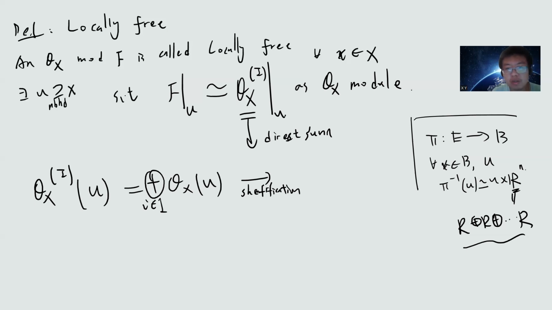Okay, so basically, locally it's like an OX product, or an OX direct sum. So if I is finite, then we call F a finite rank sheaf.